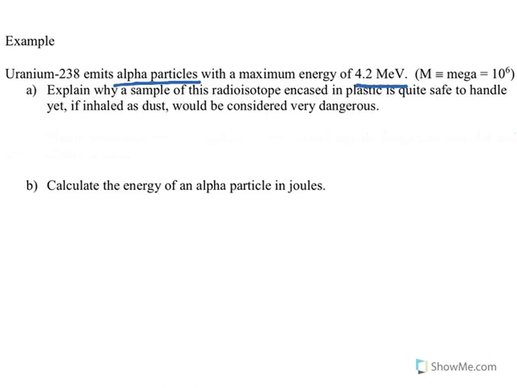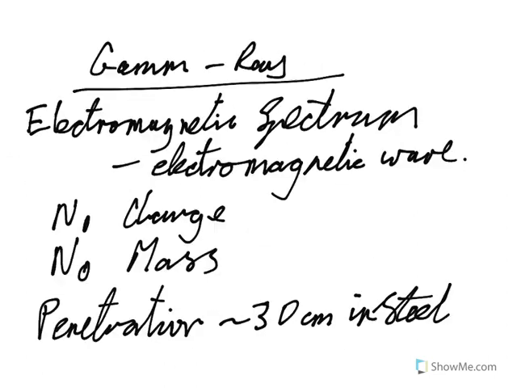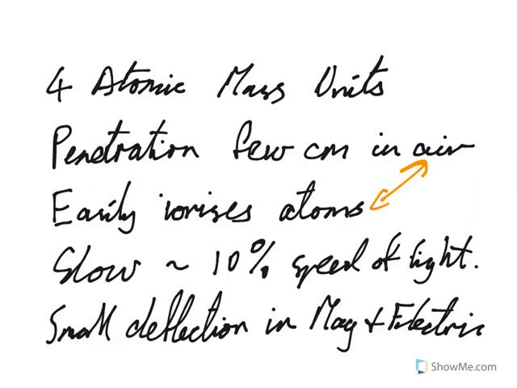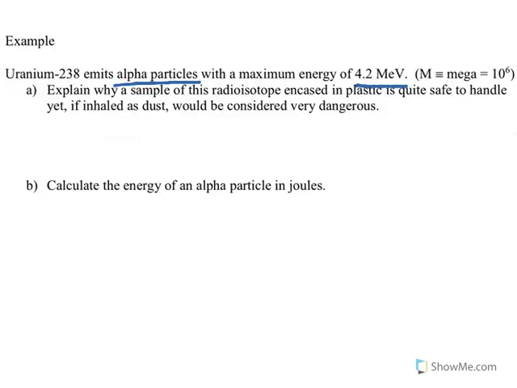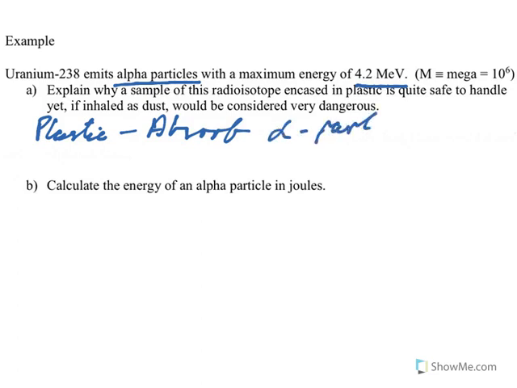So why alpha particles? That's got to do with penetration. When we go back to our alpha particles, penetration is a few centimetres in the air, so they don't penetrate very far. So the plastic will absorb them, and they're not going to get into your body somehow and cause problems.